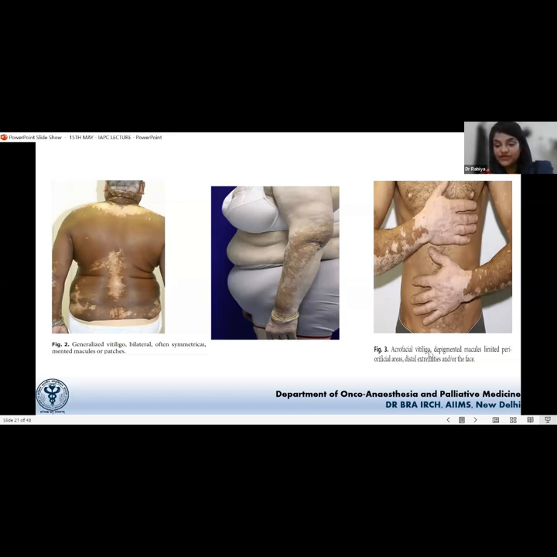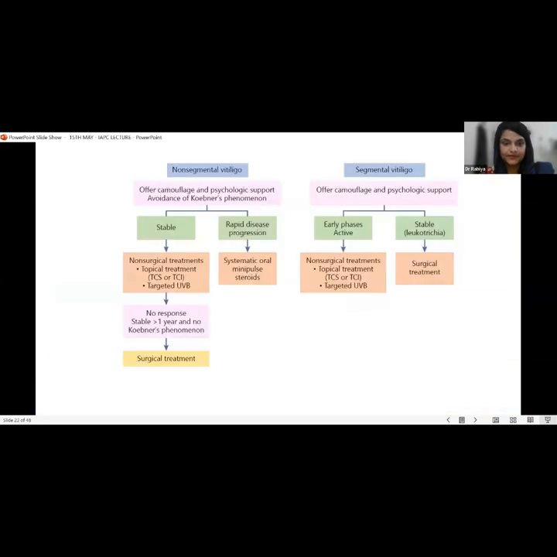Or it can be an acrofacial vitiligo, depigmented macules limited to periorificial areas, distal extremities, or the face. So broadly, you can classify vitiligo into two, that is non-segmental vitiligo and segmental vitiligo. In non-segmental vitiligo, offer camouflage and psychological support, and avoidance of Koebner's phenomenon. If it is a very stable disease, you can go for non-surgical treatments like topical steroids and targeted ultraviolet phototherapy. If there is no response, stable disease for more than 1 year and no Koebner's phenomenon, you can always go for surgical treatment.